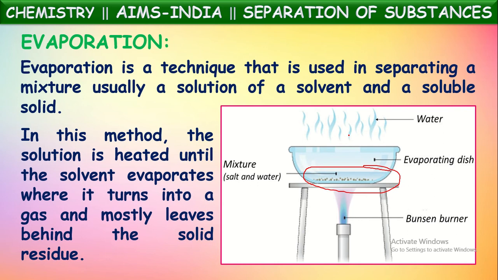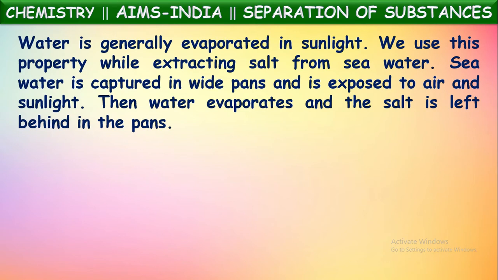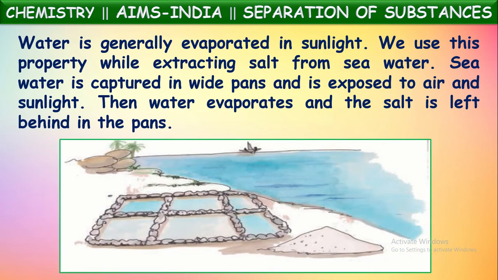Okay, the same technique they use in the preparation of salt also. So water is generally evaporated in sunlight. We use this property while extracting salt from seawater. Seawater is captured in wide pans which are called meadows and is exposed to air and sunlight. Then what happens? Even though we are not heating there, because of sunlight, water slowly will be evaporated from these meadows, and the salt will be left behind in the pans.